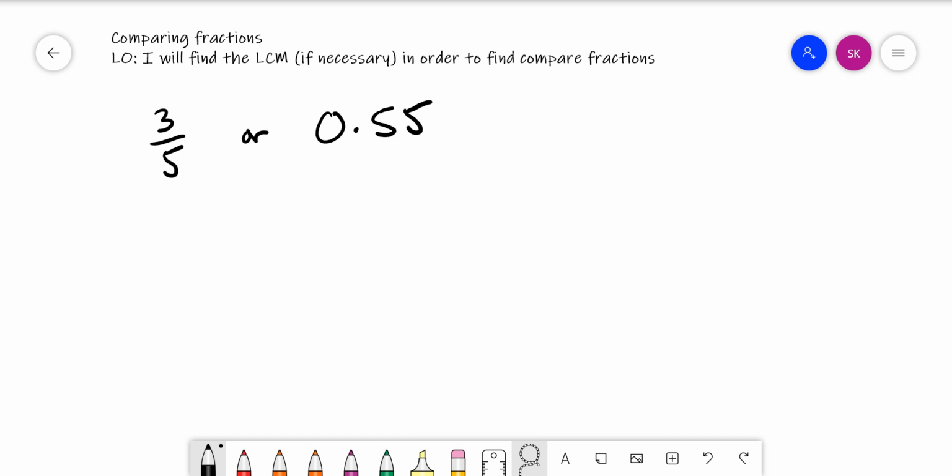You thought of it? We can't compare two things unless they're in the same form. And at the moment we've got one fraction with one decimal. So what we've got to do is either convert the decimal to a fraction, which we've not really done much of, so I'm not going to go into now, or we can convert the fraction to a decimal.